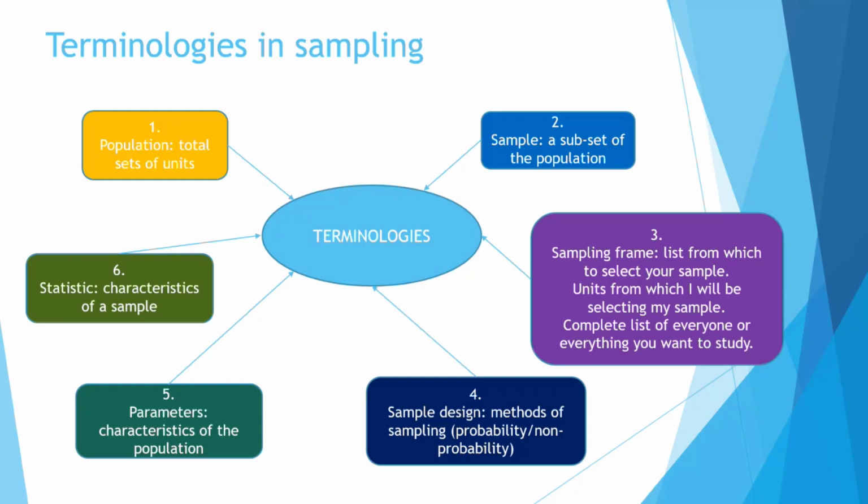We always talk about 2 main designs in research. The first one we call probability sampling, as a design. The other one we call non-probability sampling. We'll talk about those 2 types of sampling in our next slides. But basically, in my case, I need to describe the design I've used, the sample design.